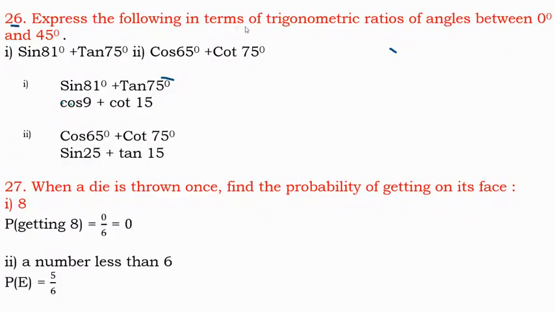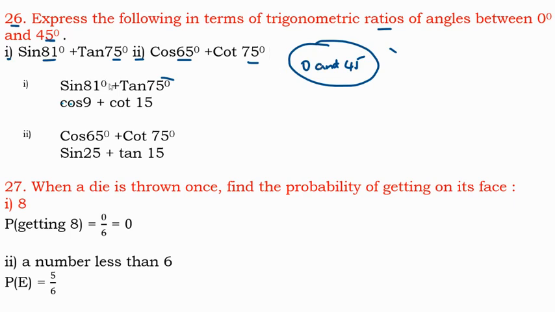26th question, express the following in terms of trigonometric ratios of angles between 0 and 45. So we have to convert the given angles to between 0 and 45. Here the angles are 81 and 75 in the first question, and in the second part 65 and 75 are the angles. So we have to convert the angles in both questions to between 0 and 45.